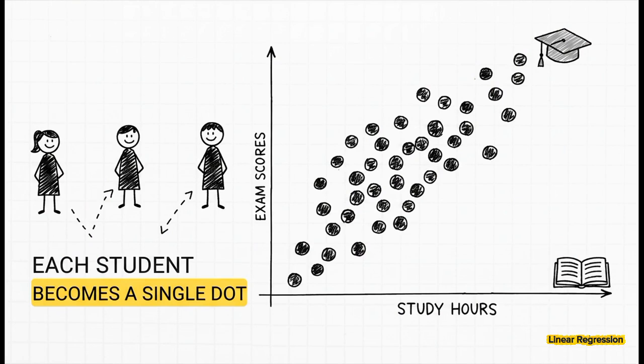Okay, let's have some fun with this. Put on your scientist hat for a second. You've gathered all your data, you've got hours studied and exam scores for a bunch of students. You plot them on a chart, and each student just becomes a single dot. What you're looking at is this cloud of points, kind of drifting up and to the right. There's a story in there, a secret just waiting to be discovered.